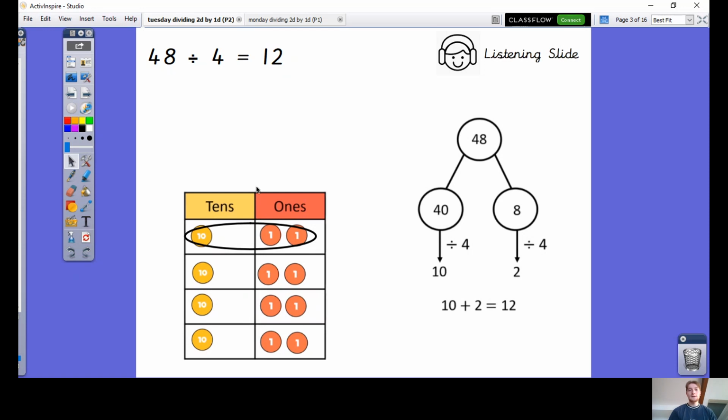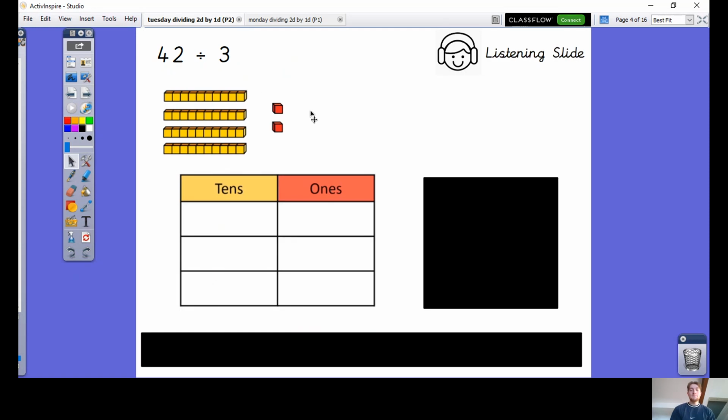So these are just two methods that we learned last lesson to help us answer some division number sentences without exchanging. Okay, so today we're going to be learning similar techniques to what we were learning yesterday, but we're going to be exchanging. So this is a listening slide again, so keep your pencil on your paper, keep your eyes and ears on the screen so you can hear what I'm saying. So I've got this number sentence here.